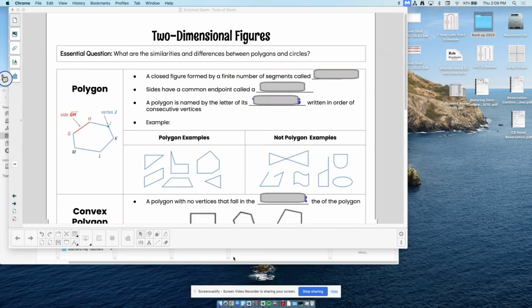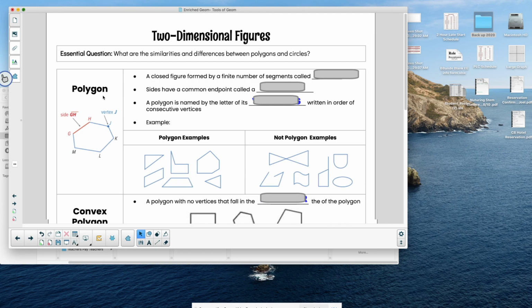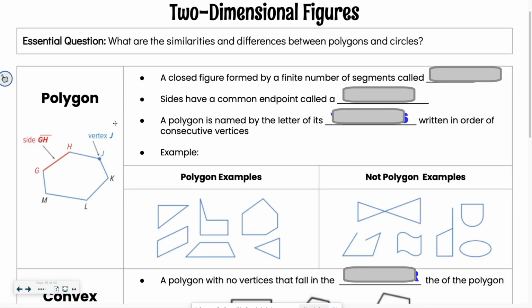It's a good day because you have heard most of these words before. It should not be too difficult. We're just talking about perimeter and area and polygons. Do you know what a polygon is?